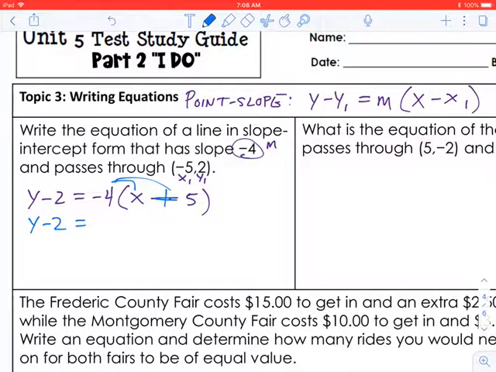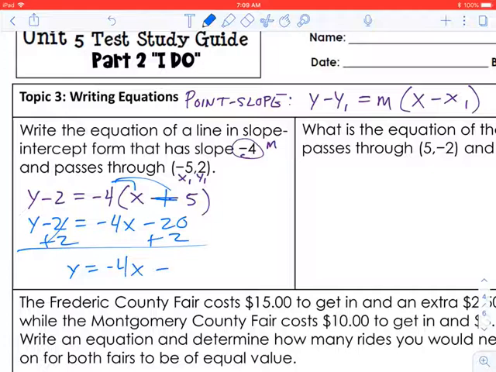So y minus 2, negative 4 times x is negative 4x. Negative 4 times 5 is negative 20. And then I add 2 to both sides, and so I get y equals negative 4x minus 18.